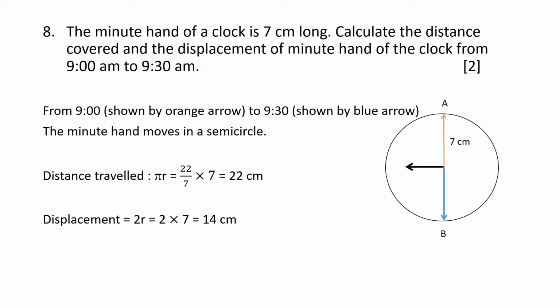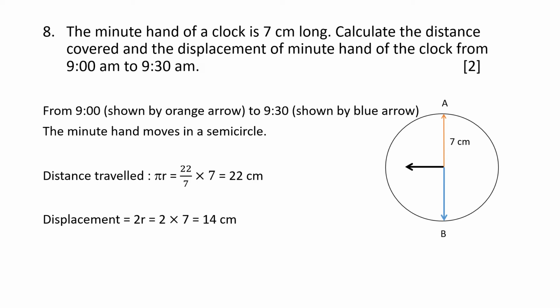Now this was the tricky question in which many of you had a doubt. Now if you look at a clock, the minute hand of a clock is rotating in a circular motion. Here it is not linear motion, it is circular motion. So I have drawn a diagram in which I have shown the hour hand by the black arrow, the minute hand that is 7 centimeter long by the orange arrow when the time is 9 o'clock. When the time is 9:30, it moves to B, which I have shown with the blue arrow.